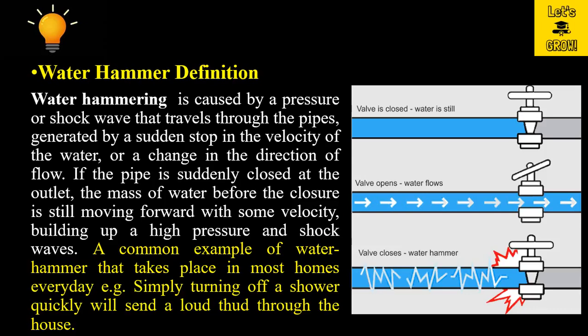If the pipe is suddenly closed at the outlet, the mass of water before the closure is still moving forward with the same velocity, building up a high pressure and a shock wave, correct? Because the water that is present over here still has momentum to flow, but you have obstructed the path by closing the valve. So that momentum or energy or shock will start to travel in the upstream direction.